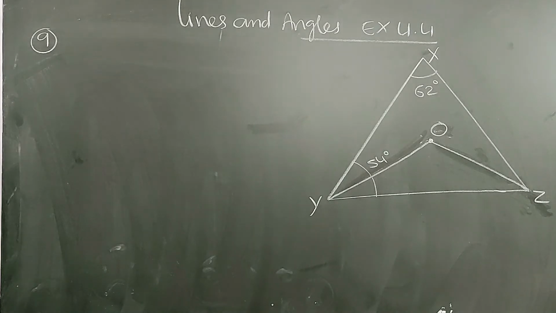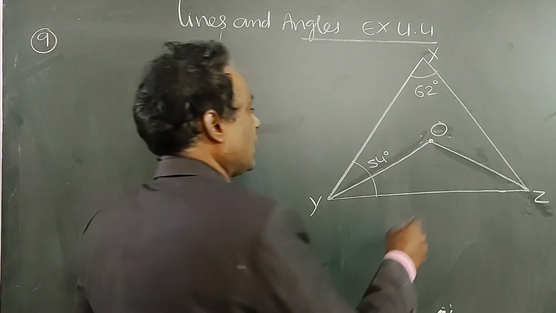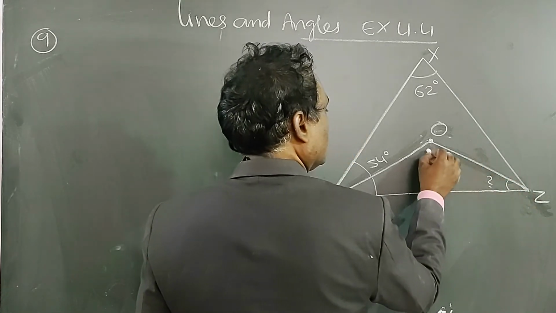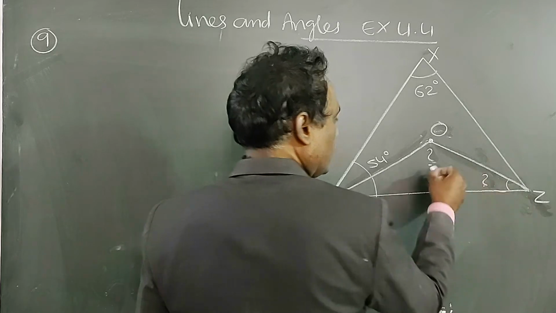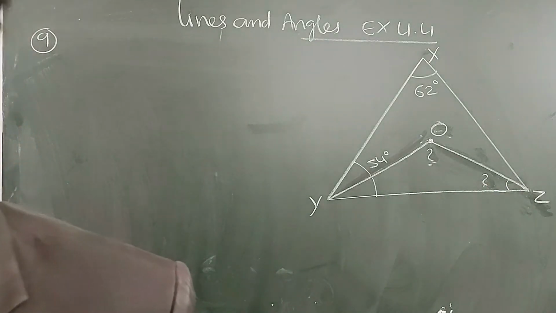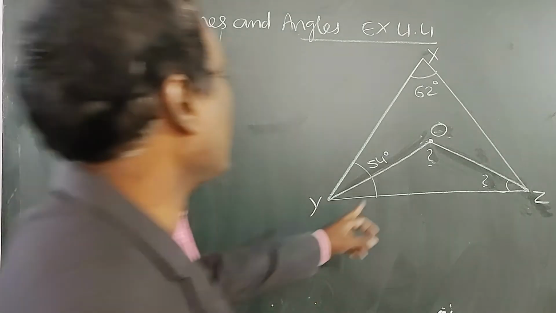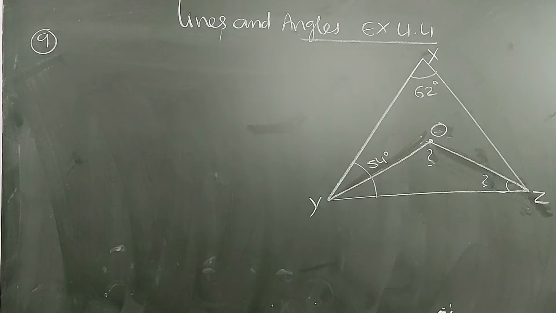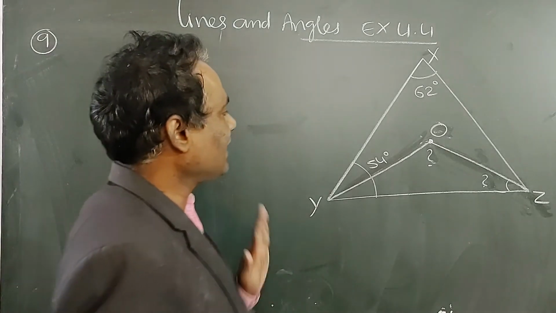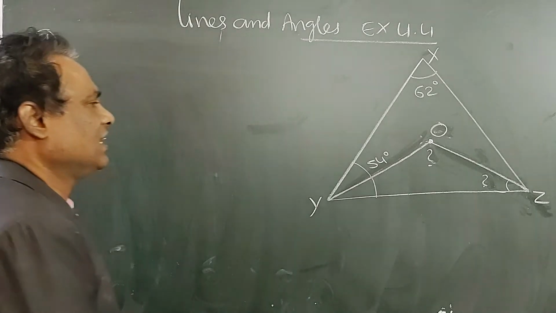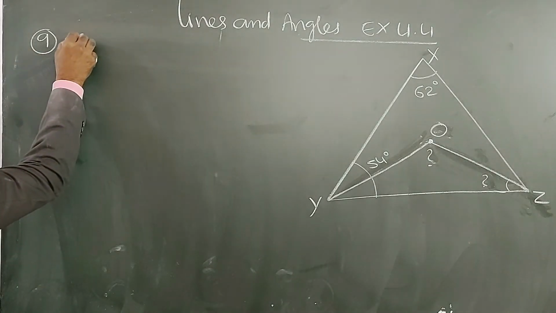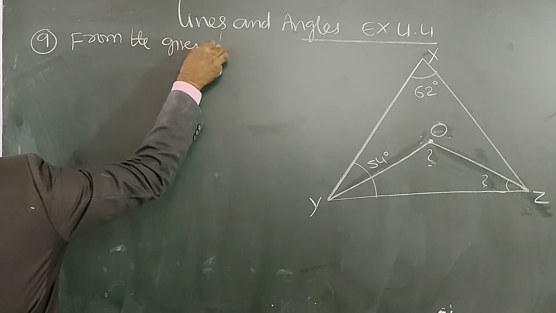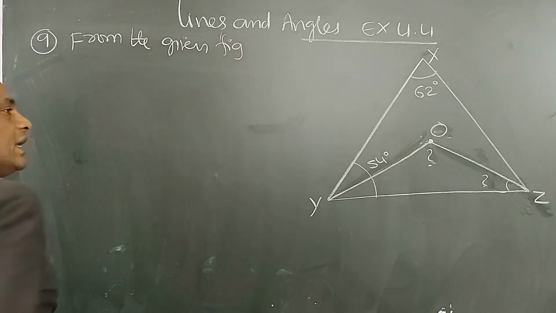Students, see it, the question is, what is this angle and what is this angle? This is a question mark. Don't put that, but just for explanation I wrote. So find these two angles. See the diagram, students. From the given figure, don't write. See here.